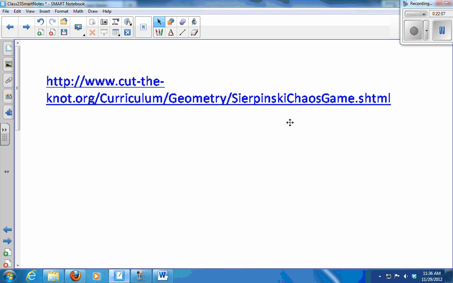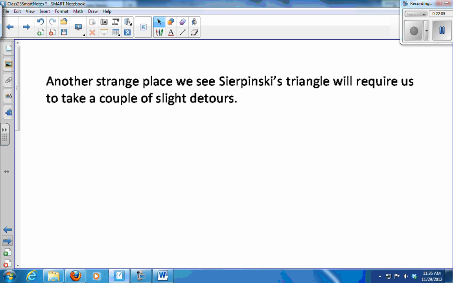All right, so I said it shows up in the randomest places. That's one place. Like, who would have ever thought that this random game that depends on chance would develop that shape? Okay. So another strange place that we're going to see Sierpinski's triangle show up is going to require a couple of slight detours. So this is going to seem unrelated for a couple minutes, but then I'll bring it back around.